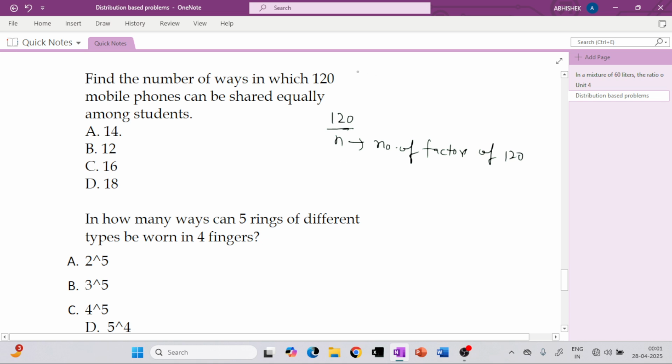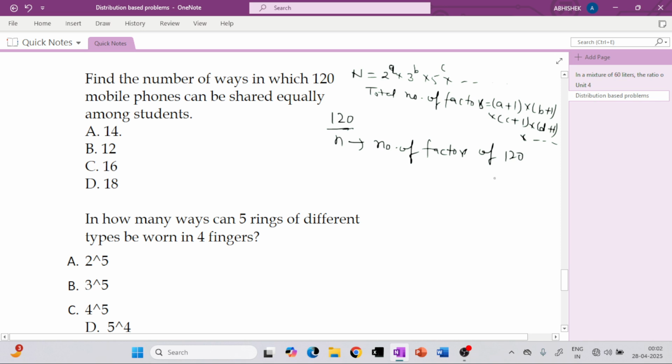Recall the number system chapter. When there is a number a and its prime factors are, suppose, 2, 3, 5, so a equals 2 raised to the power a into 3 raised to the power b into 5 raised to the power c and so on, then the total number of factors will be equal to increasing the powers by 1: (a plus 1) into (b plus 1) into (c plus 1) into (d plus 1) and so on.